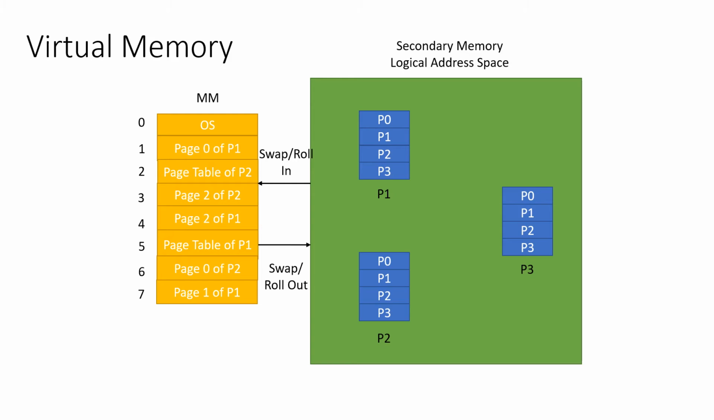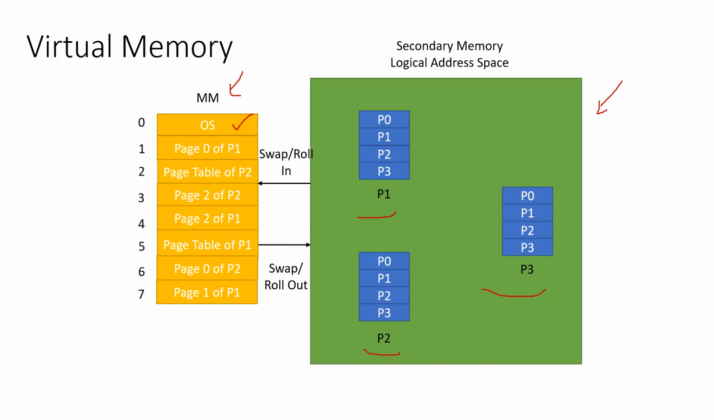So here you can see this is the secondary memory having different processes, P1, P2, P3 having different pages. I've shown here an equal number of pages, but each process can have a different number of pages. And this is main memory. As usual, I have shown the operating system, and here you can see that there are different pages of processes.